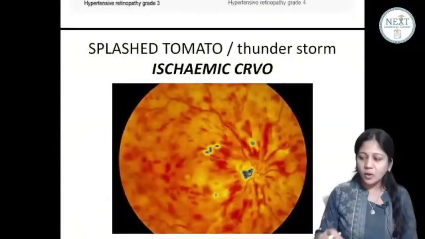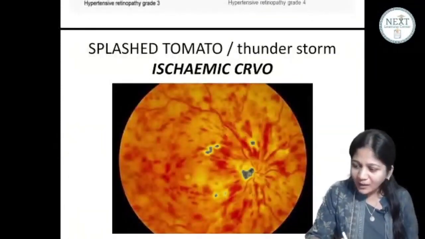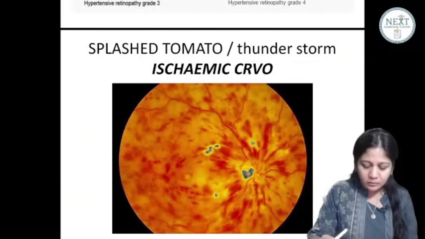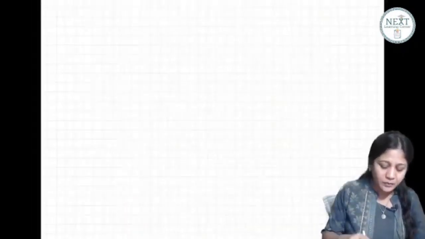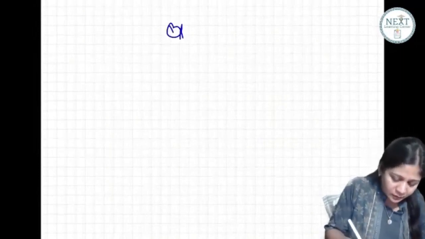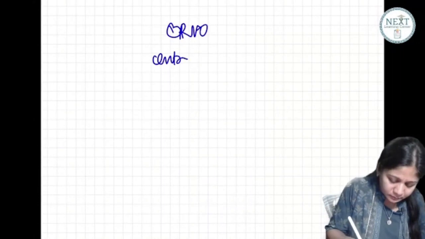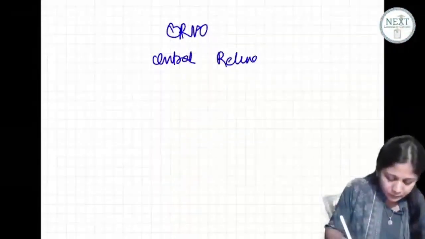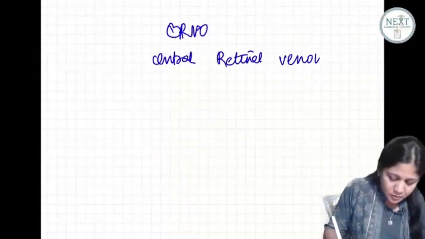So our next topic is, very good, Dr. Rahul. Absolutely correct. So our next topic of discussion is CRVO. What is CRVO? Central retinal venous occlusion.